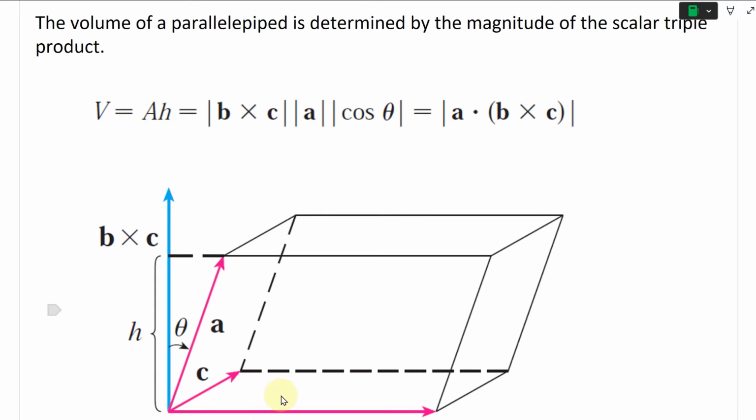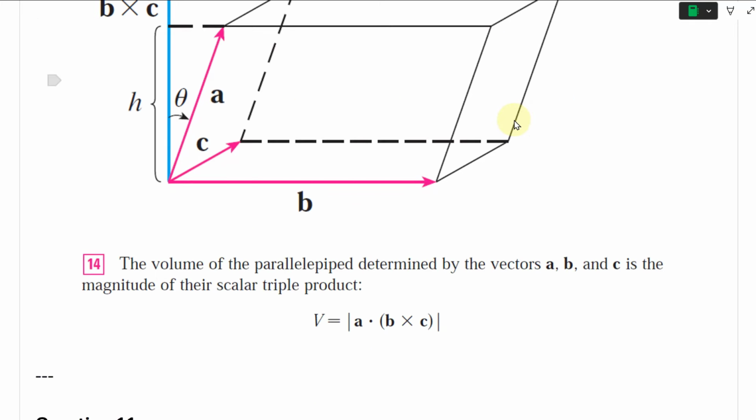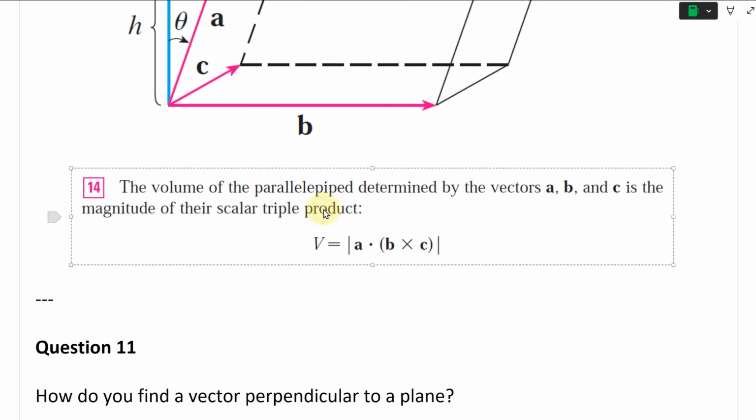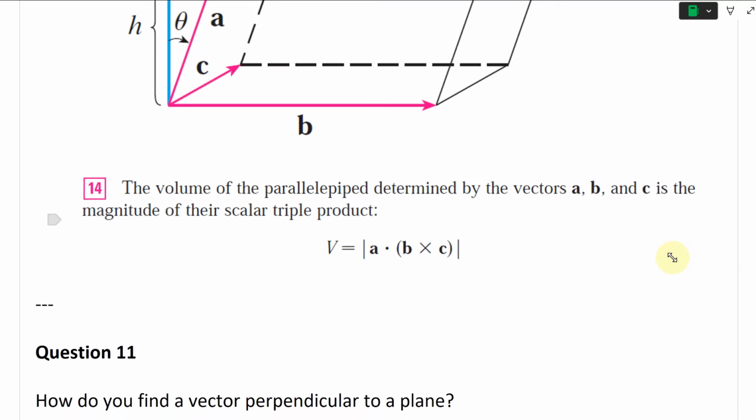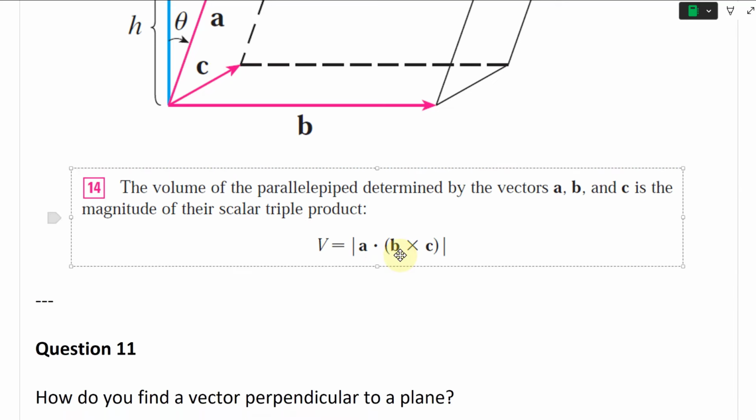So V equals the area of the parallelogram times the height H, which equals the length of the cross product B cross C times the length of A times the absolute value of cosine theta. And you get this scalar triple product. It's the absolute value of the dot product with the cross product. The volume of the parallelepiped determined by vectors A, B, and C is the magnitude of their scalar triple product. Again, screenshot from my calculus book. So V equals the length of A dot B cross C.